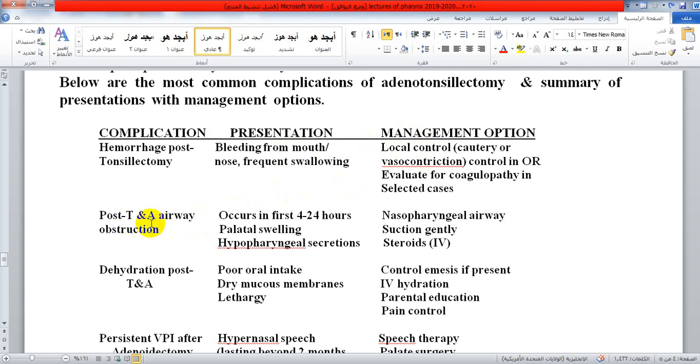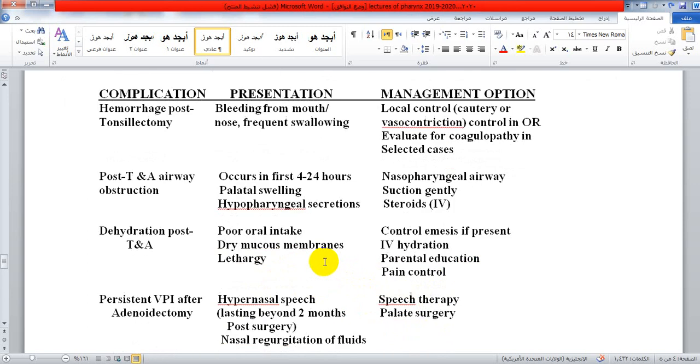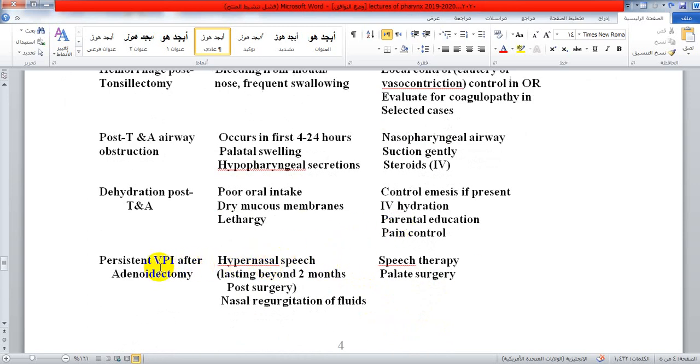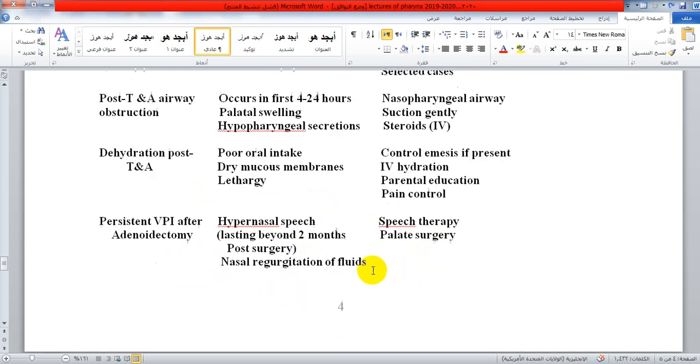So we may have airway obstruction, which occurs in the first 4 to 24 hours, palatal swelling, hypopharyngeal secretions, and here the management. Dehydration, especially in children in the summertime, because there is pain, so the child cannot take fluids. Here you can see poor oral intake, dry mucous membranes, lethargy; control emesis if present, IV hydration, parental education and pain control. Persistent VPI, velopharyngeal insufficiency after adenoidectomy, hypernasal speech, if it is lasting beyond 2 months post-surgery, we need speech therapy and palatal surgery.